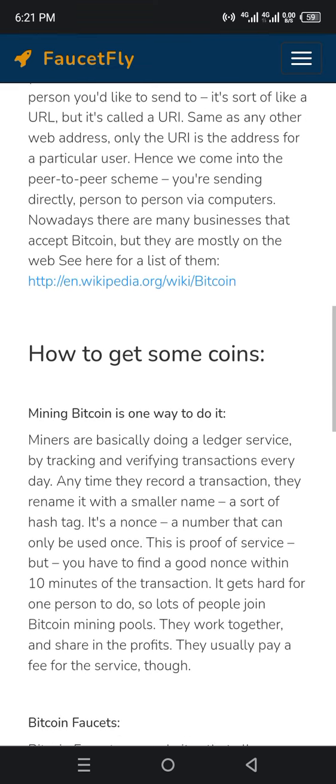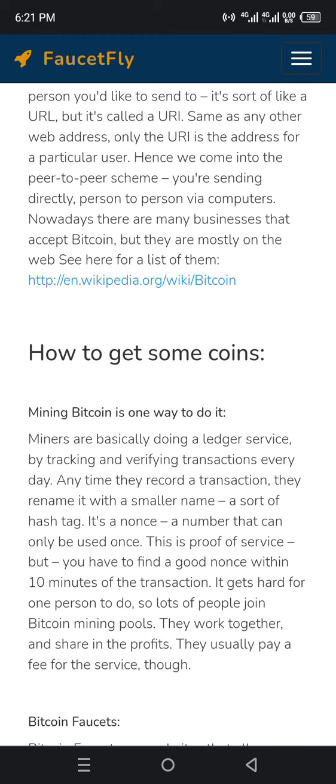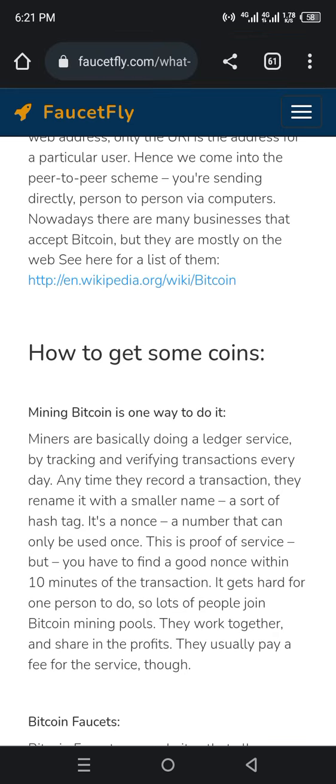So the next question is how to get some coins. This is the interesting part. How to get some Bitcoin. Everyone wants some Bitcoin because the total supply of Bitcoin in the world is 21 million pieces, and there are about 6 to 7 billion people on earth. So you see, it's a very scarce commodity. It's a very, very, very scarce commodity. So everyone who knows about it wants to have his hands on some piece of Bitcoin.